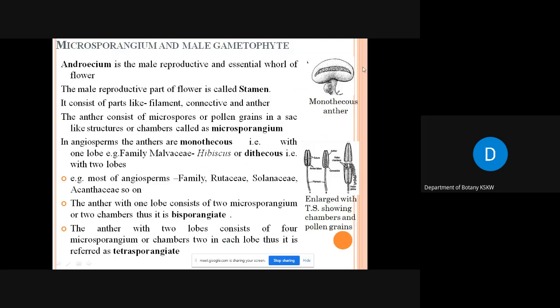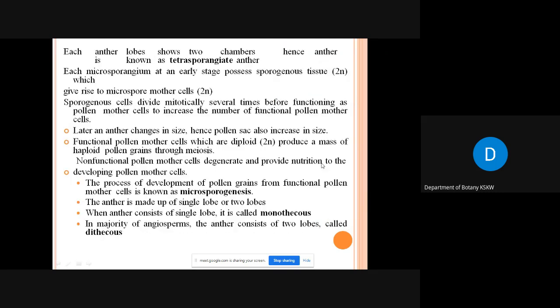So, this one having two, whereas this one 2 plus 2: 1, 2, 3, and 4. So, 4 are there, tetrasporangiate. Here at the base, you have the filament. These are the anther lobes. And in the center, you have the connective. Now, each anther lobe here is showing two chambers, and that is why the anther is known as the tetrasporangiate anther.